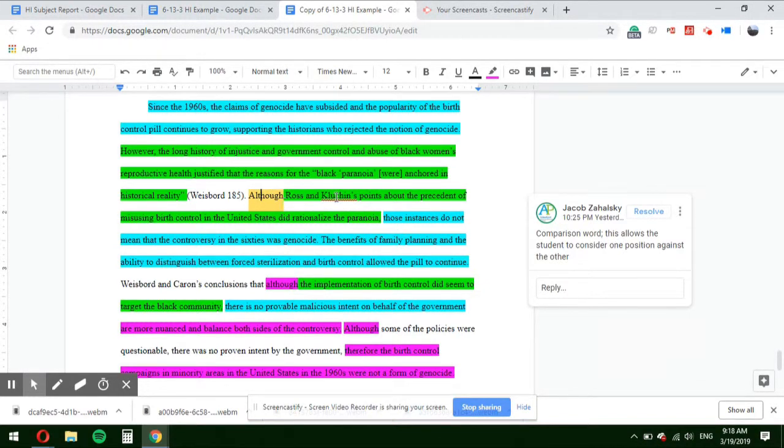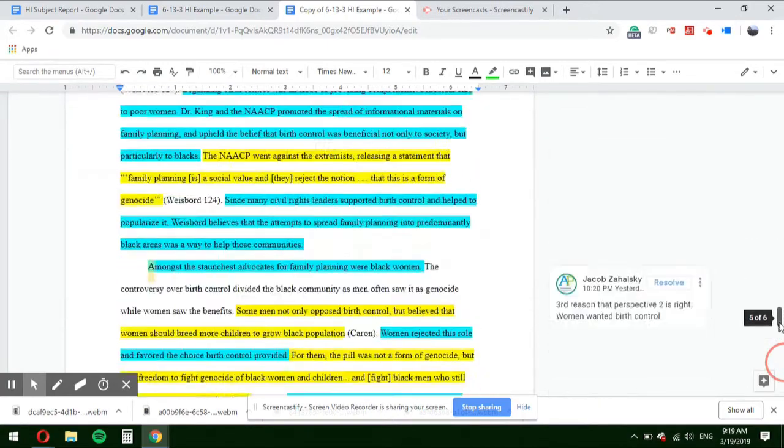Although Ross inclusion's points about the precedent of misusing birth control in the United States did rationalize the paranoia, although perspective 1 and then perspective 2, those instances do not mean that the controversy in the 60s was genocide. The benefits of family planning and the ability to distinguish between forced sterilization and birth control allowed the pill to continue. So notice how the student is basically rehashing what they have said in these body paragraphs. So that's what the conclusion is for.